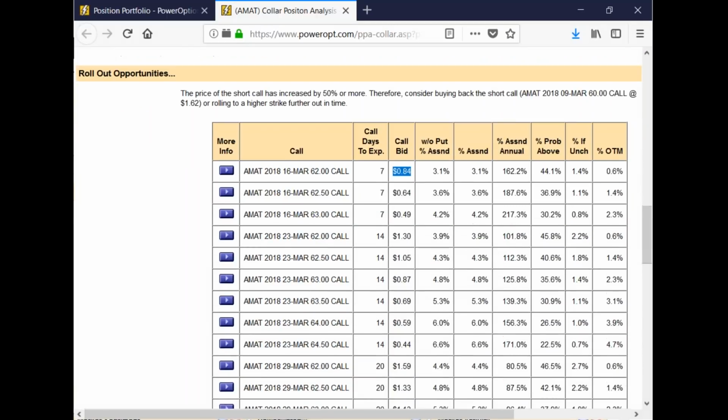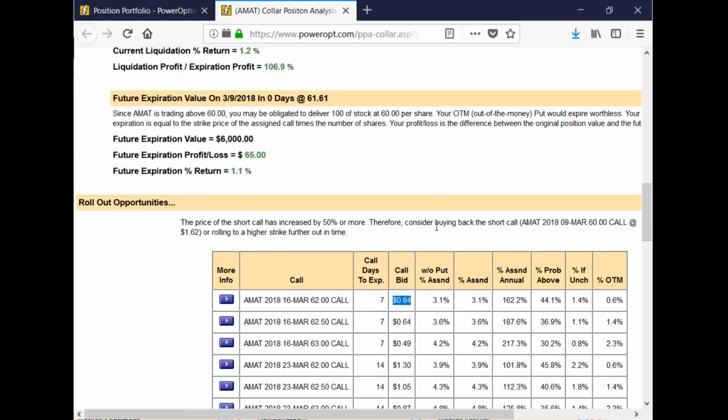But why I'm looking at this is because my biggest concern first has to be, what is my return right now? In this case, where I'm in the money, what is my return right now? And what will I gain by rolling out 7 days or 14 days or further?